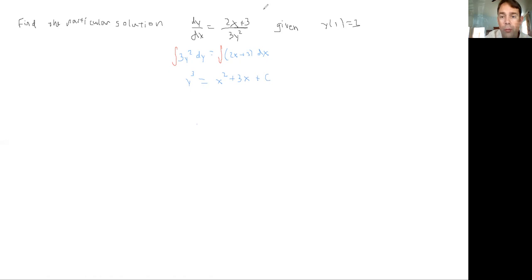And to get rid of the cube, we're going to do the cube root. The nice thing about cube roots is we don't have to worry about plus or minus. So there is no plus or minus, so there's no write-up for this one. And we can go right on in.